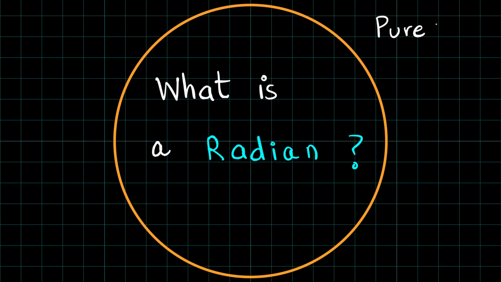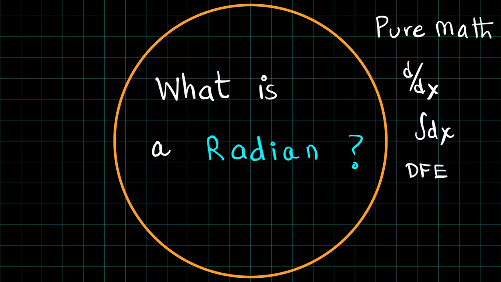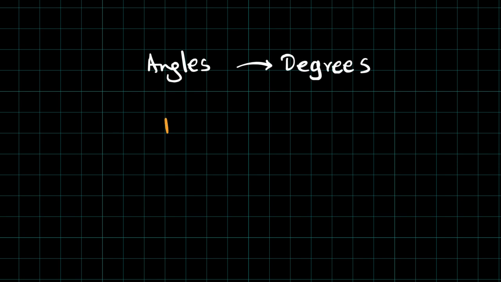In pure math, when we study trigonometry or circular measure, or maybe differentiation or integration or differential equations, we come across this term which is radian. Now the question is, what exactly is a radian? In basic math, you have measured angles in degrees. Now there is a new unit in town and this is known as radians. Now the question is, what exactly is a radian?